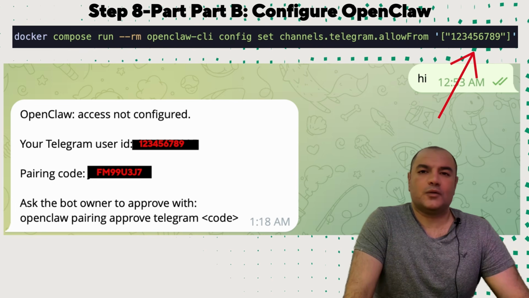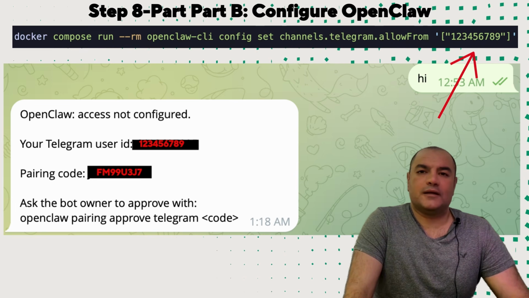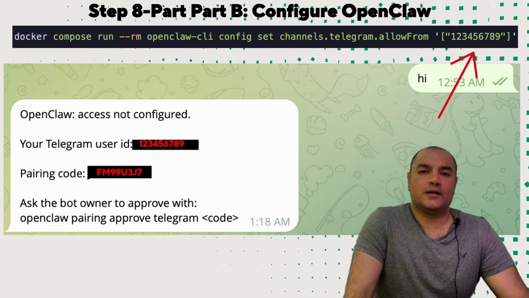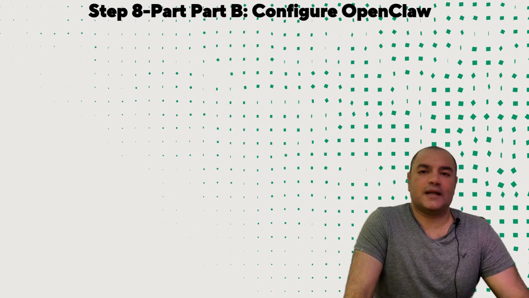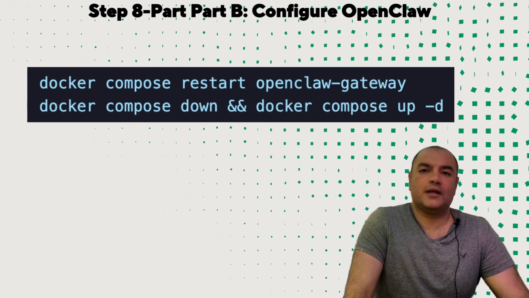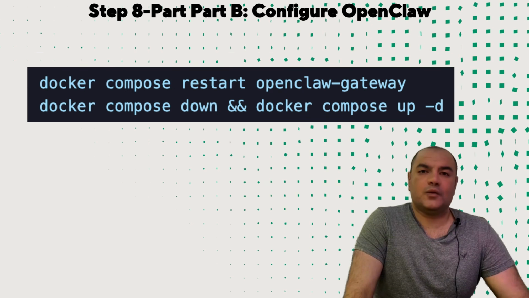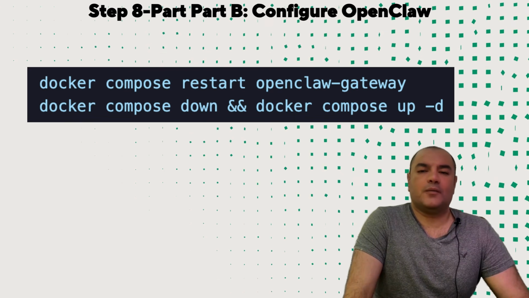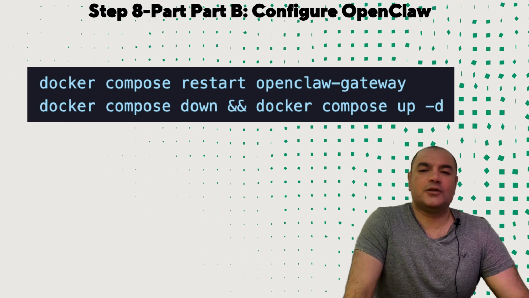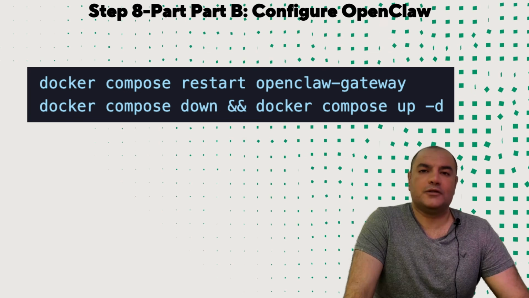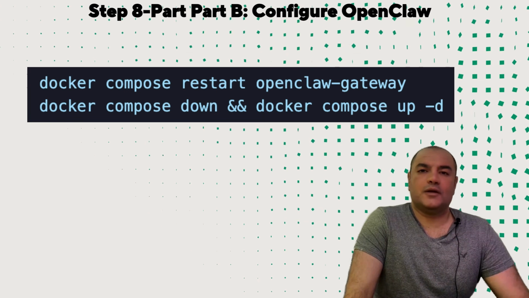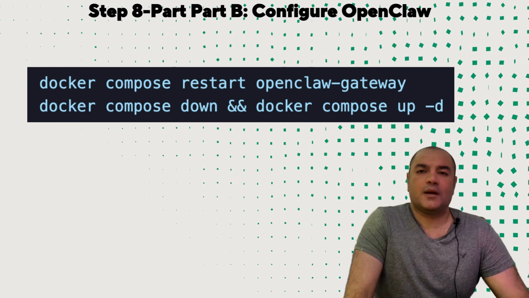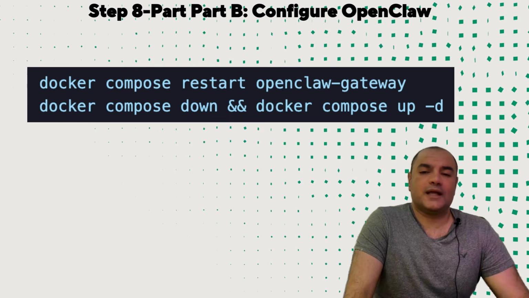Why? Because OpenClaw stores allowed users as a list. This format turns your single ID number into a list format that OpenClaw can read. And finally, as always, whenever you add a new gateway, WhatsApp, Slack, etc., or make any changes relating to gateways, do a gateway restart followed by a full stack restart so the changes take effect. Now, type this in your terminal: docker-compose restart openclaw-gateway. Then, docker-compose down, followed by docker-compose up -d.